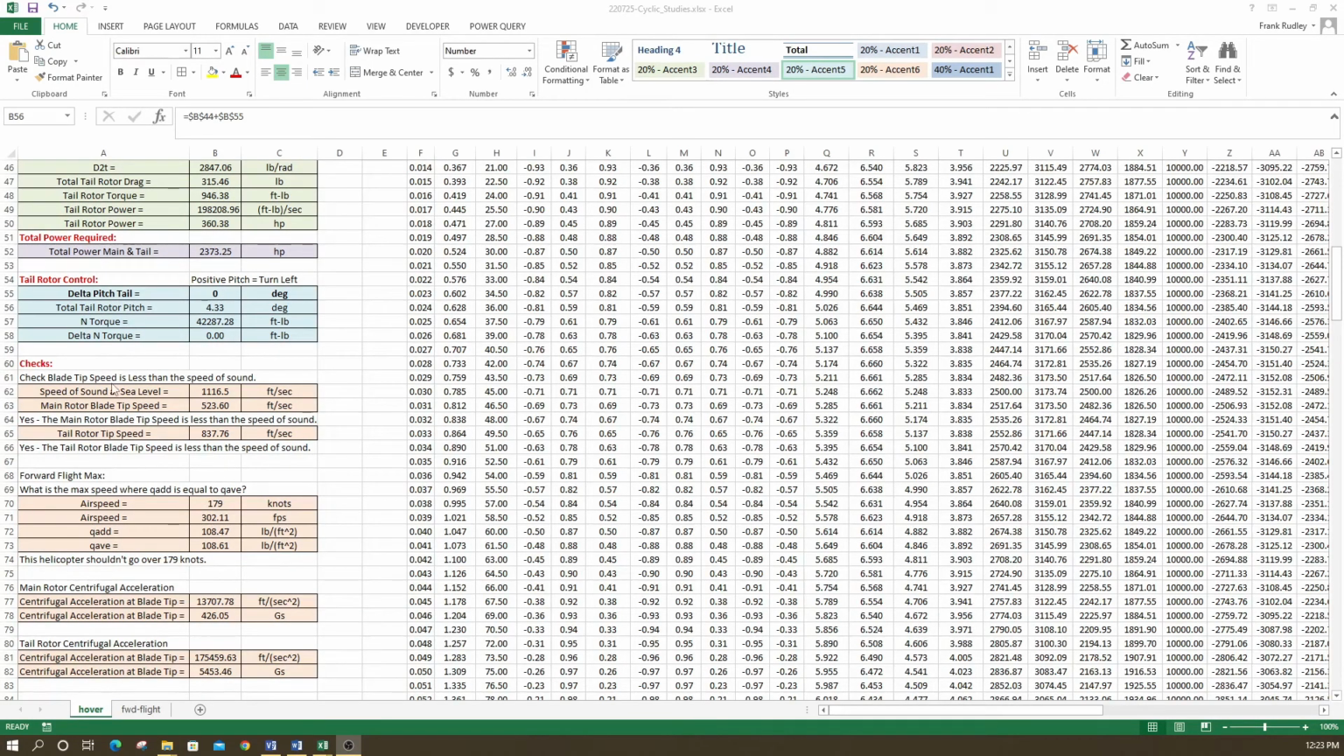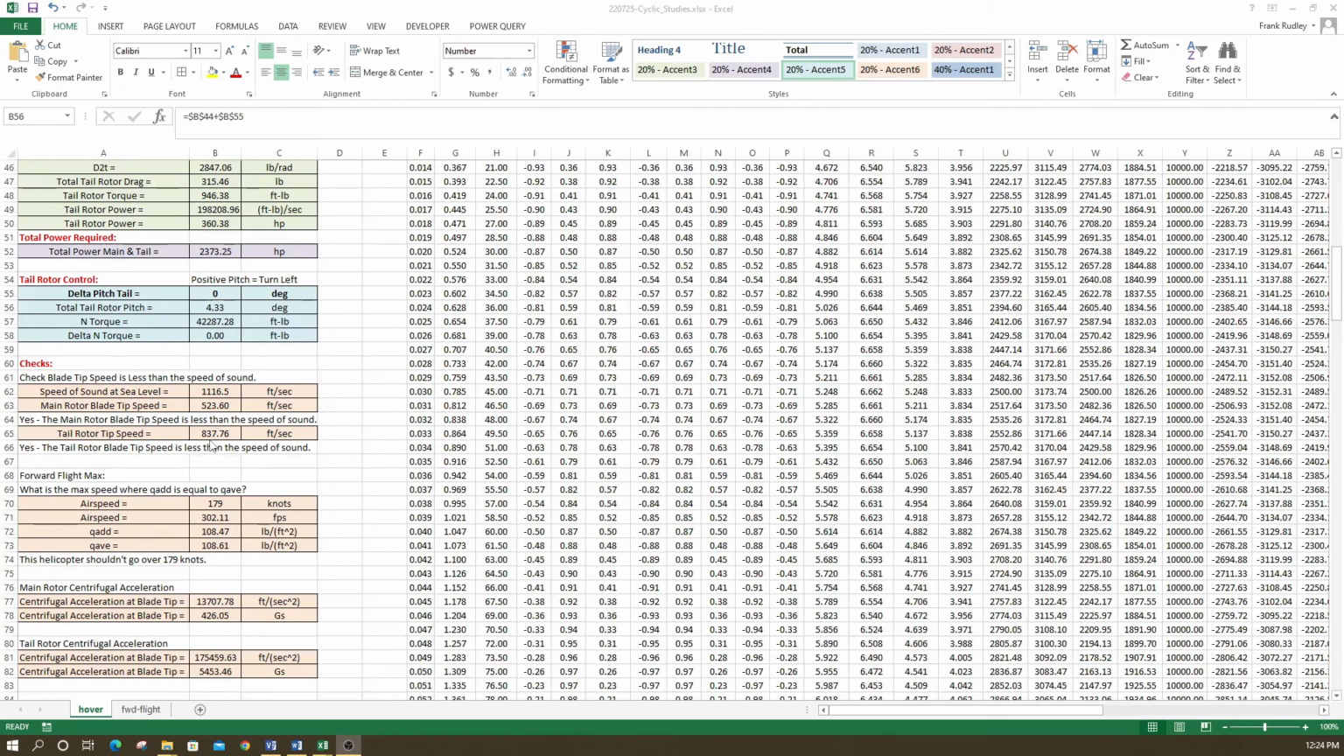So one check is to make sure that the blade tip speed is less than the speed of sound. Otherwise, you get shock waves, and you don't want your helicopter blades running faster than the speed of sound. So the speed of sound at sea level is 1,116.5 feet per second. I computed my main rotor tip speed as being 525 feet per second, which is much less than the speed of sound. So I could probably make that rotor actually spin faster without any issues.